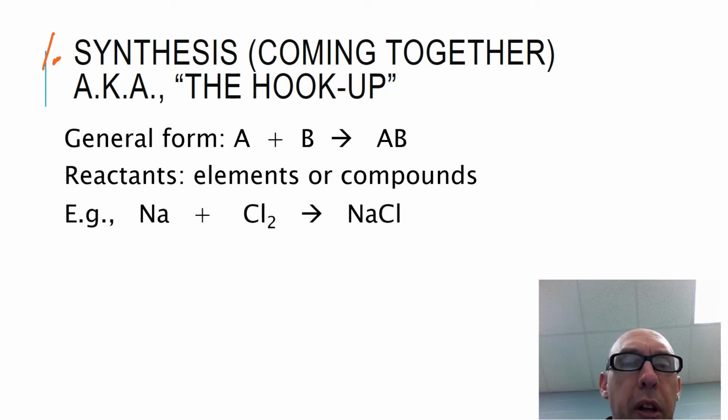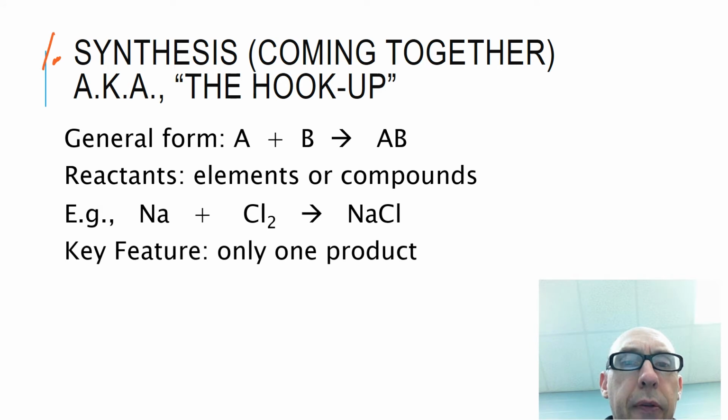An example would be sodium plus chlorine produces sodium chloride. This is a skeleton reaction, and the symbol NaCl does not have a subscript 2 because the NaCl comes from the crossover rule. Sodium's +1, chloride is -1. The key defining feature of a synthesis reaction is that there is only one product.